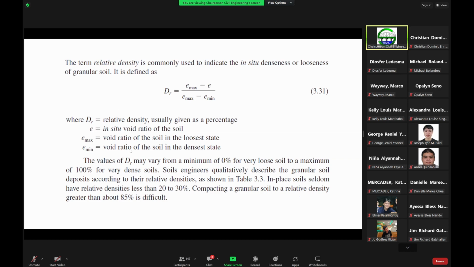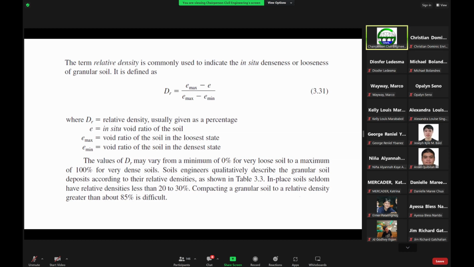So the values of the relative density may vary from a minimum of 0% for very loose soil to a maximum of 100% for a very dense soil. When you talk of relative density, we basically have the terms very loose, loose, medium dense, dense, and very dense conditions, and they have their corresponding relative density values.